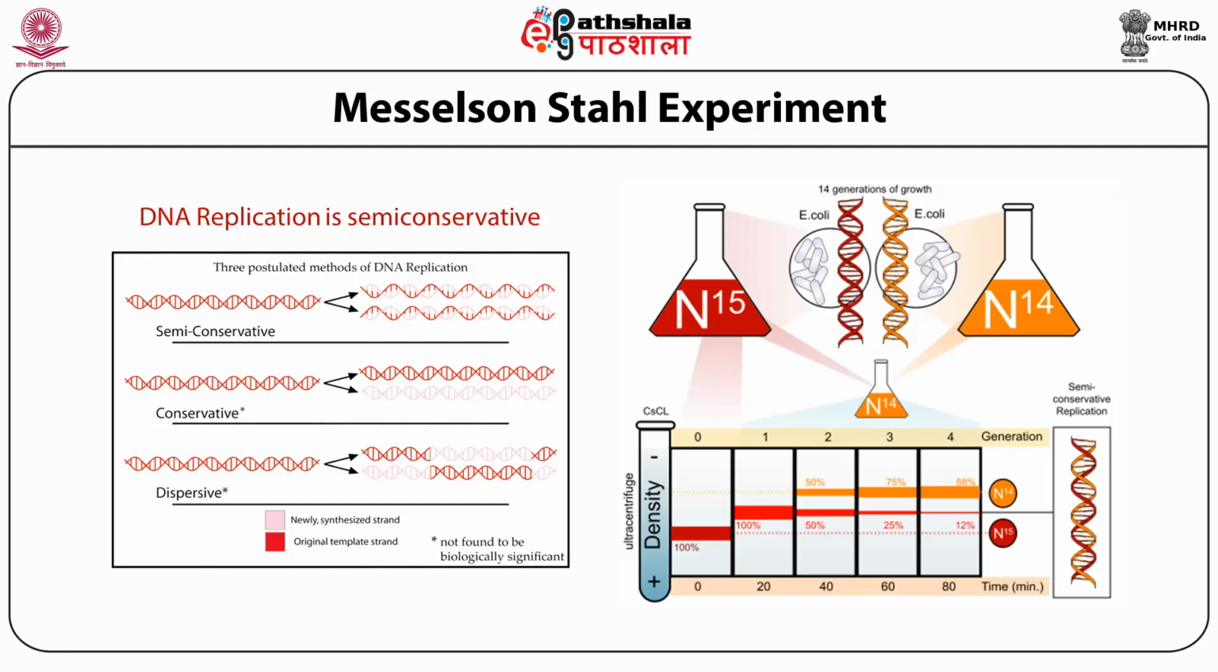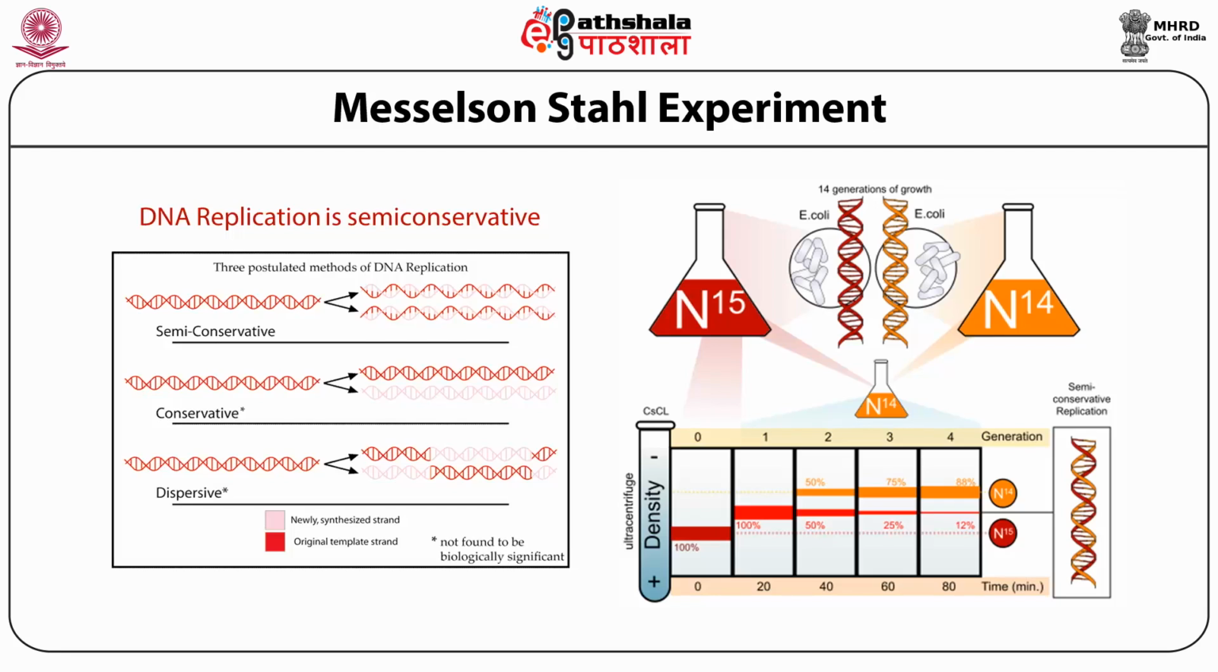What did Meselson and Stahl do? The overview of what they did is shown in the right panel. As we all know, DNA has nitrogenous bases in its backbone. Usually, the nitrogen which is incorporated in nature is N14. Experimentally, we can grow E. coli in the lab, and what Meselson and Stahl did is they grew E. coli in a medium containing N15, which is a heavier isotope of nitrogen. N15 and N14 can be separated by ultracentrifugation using the technique of density gradient centrifugation.